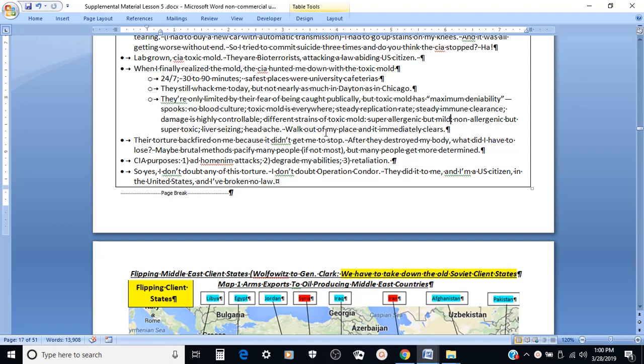And like I said, walk out of my place. By the time I get down to the elevator, gone, cleared, right? That's less than a minute. So I said their torture backfired on me because it didn't get me to stop, right?